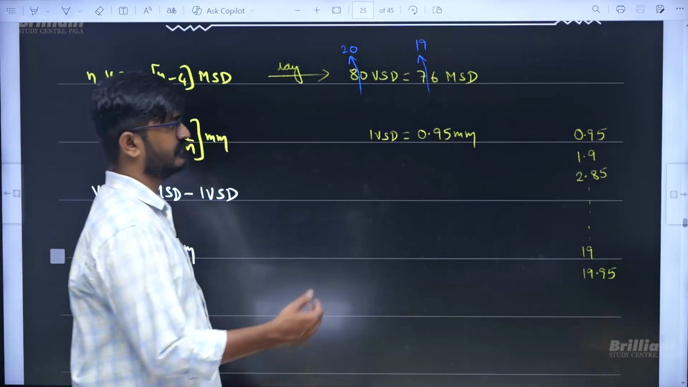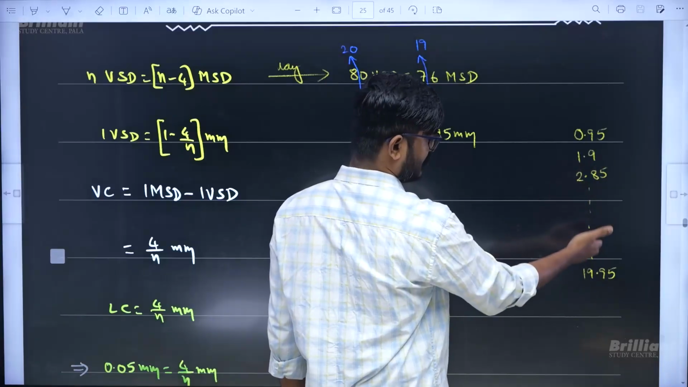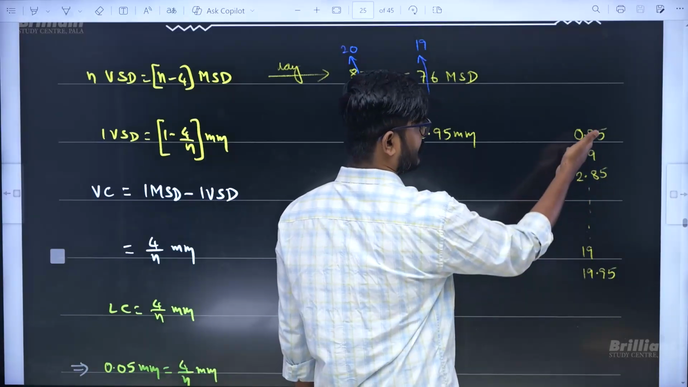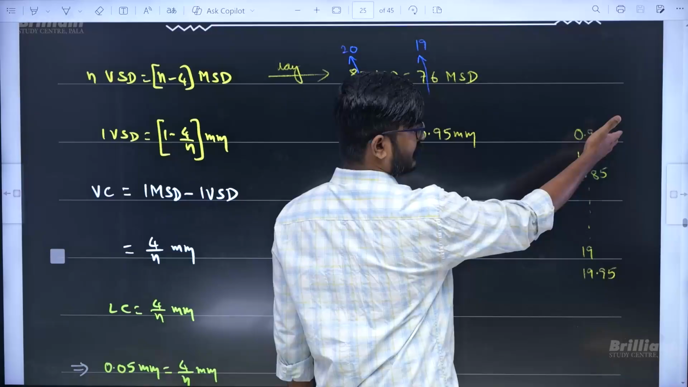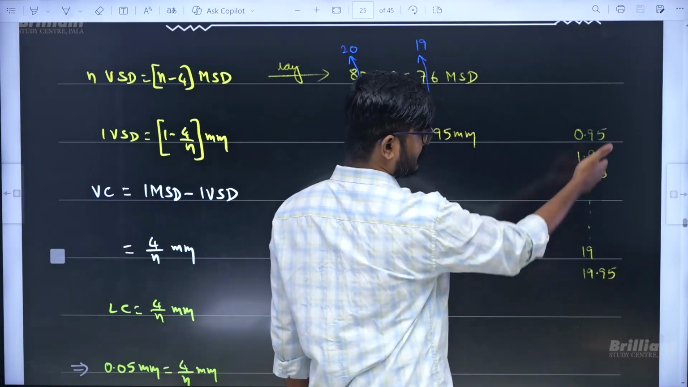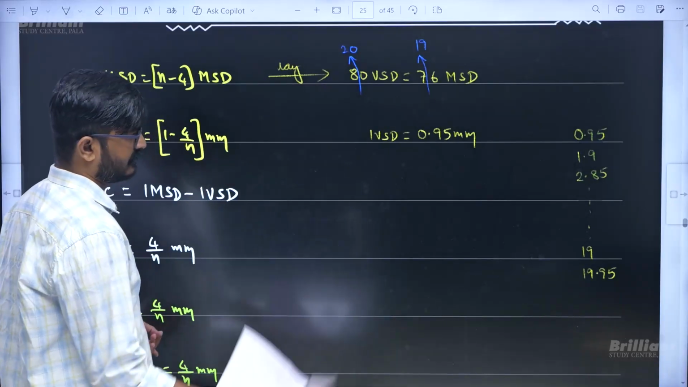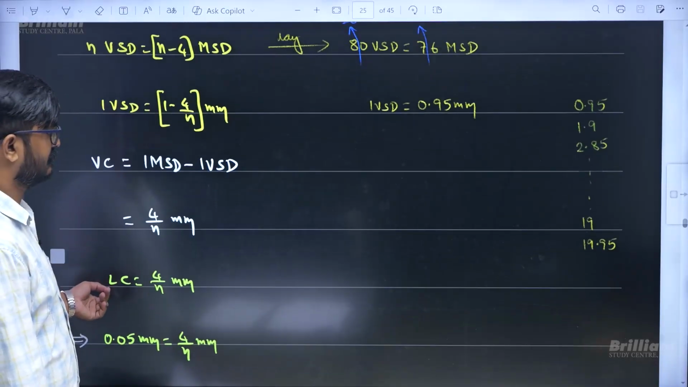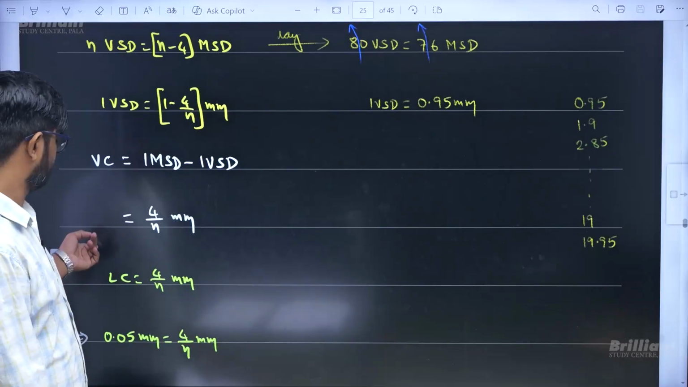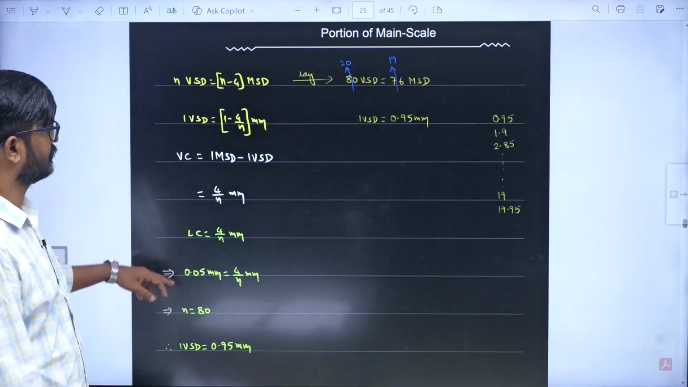So you can see 2 VSD is going to be 1.9, then 2.85 and so on, and it is going to become 19. You can see the difference between this number and the nearest integer is 0.05. Between this number and the nearest integer is 0.1. So when you look into that, the least count is going to be 0.05, which is the same as the vernier constant. Anyway, taking that for granted, that is going to be the least count.